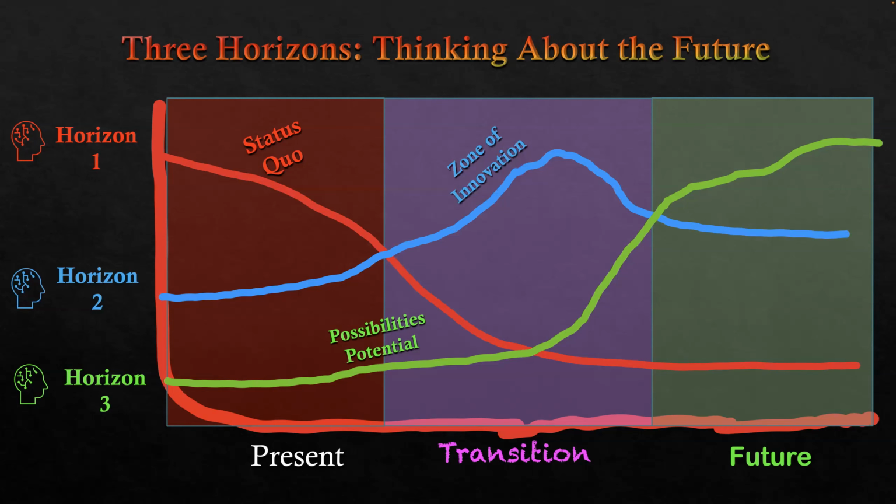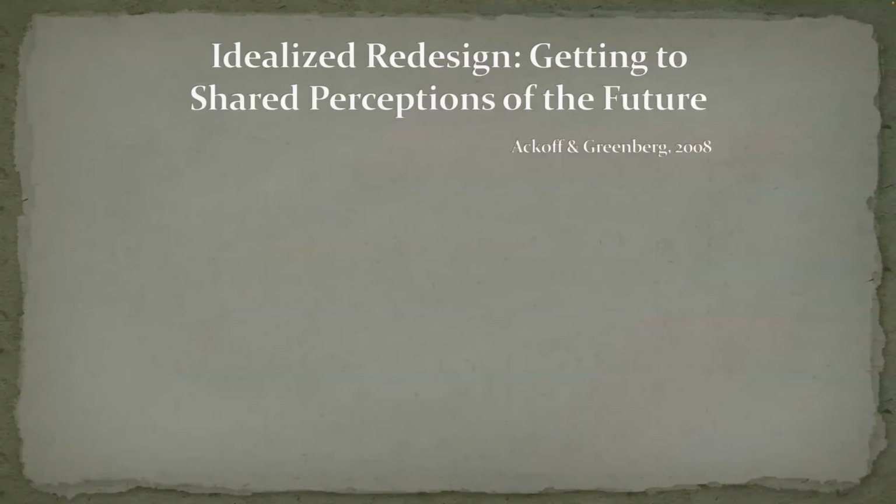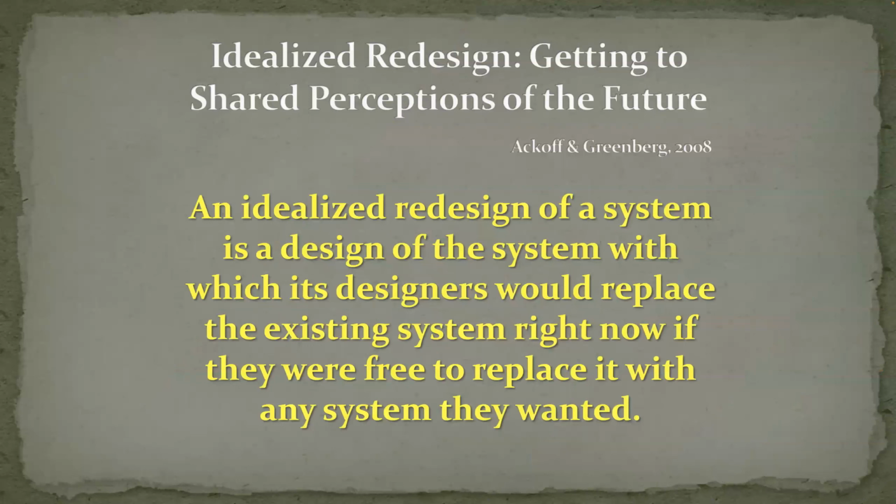And also I have other frameworks for thinking about the ideation process that are in the handbook. So those are available also for you. Now, what happens as you begin to think about the idealized redesign is that an idealized redesign of a system means designing it as though it's already in place. So, as a designer, you would replace the existing system right now as though it's already in place.